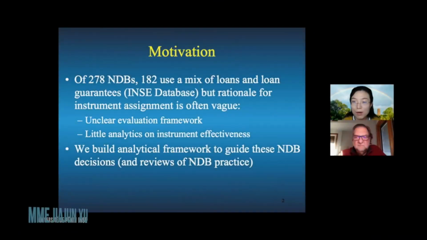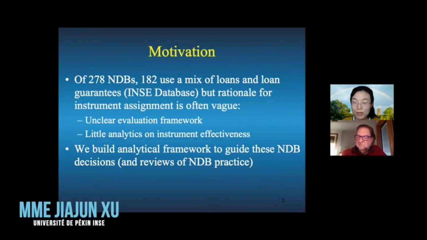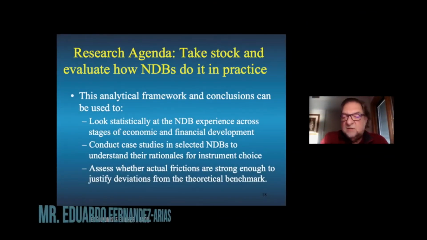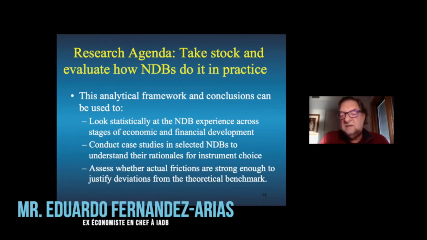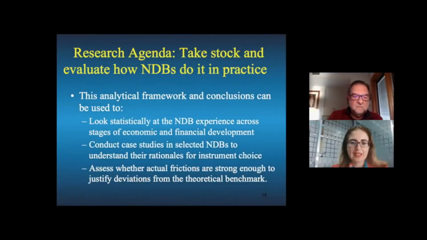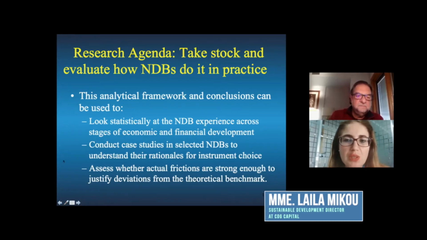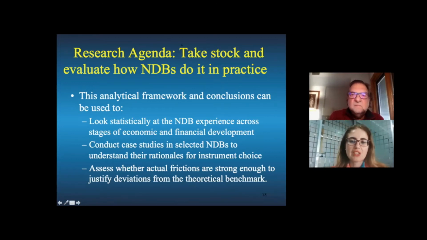We have discovered that a majority of NDBs have deployed both loans and guarantees in their operation. Are the actual frictions that they see, which may justify their actions, really strong enough to justify the deviation from the theoretical benchmark? Thank you very much for providing this analytical framework to guide which instrument between loans and loan guarantees is best suited to use for implementing NDB programs.